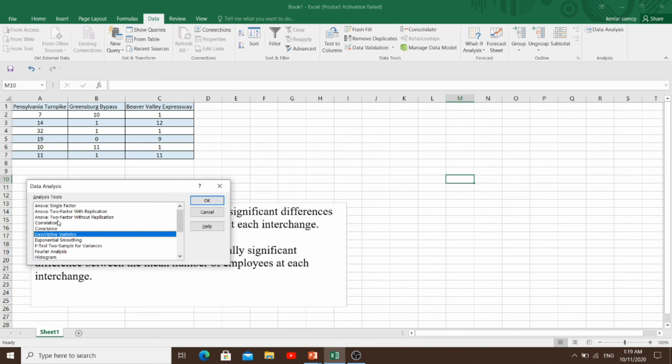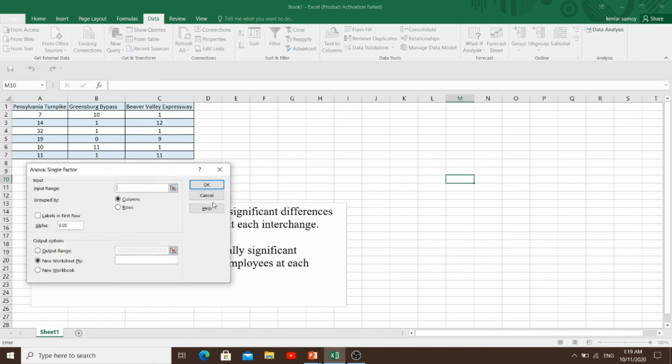Next, pick the ANOVA single factor. Then, click OK. Then, input range.